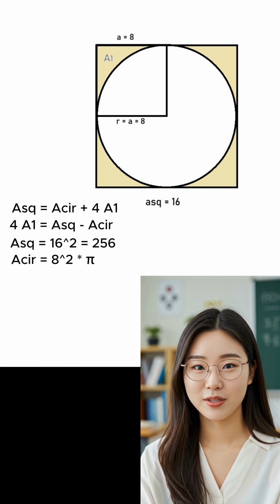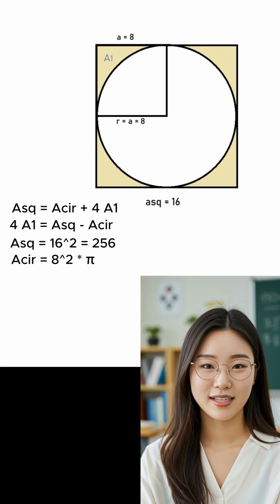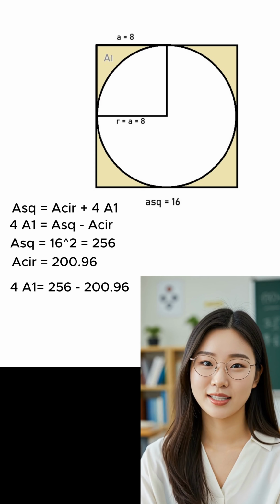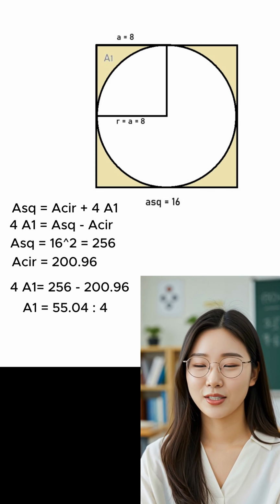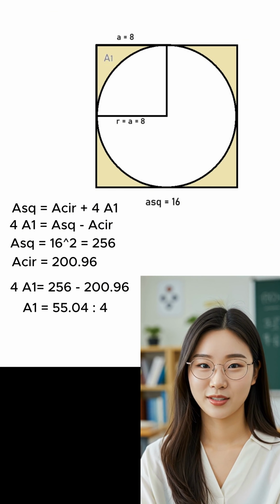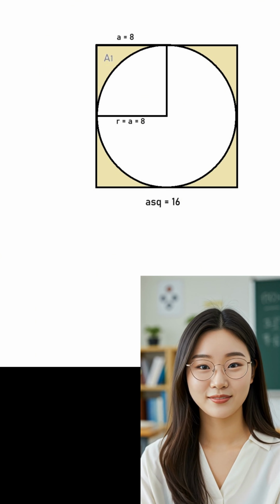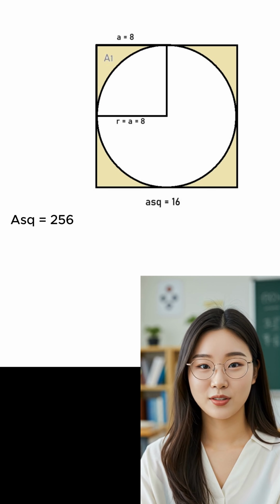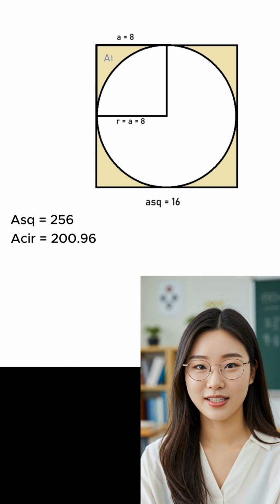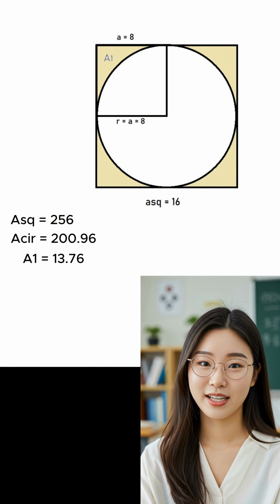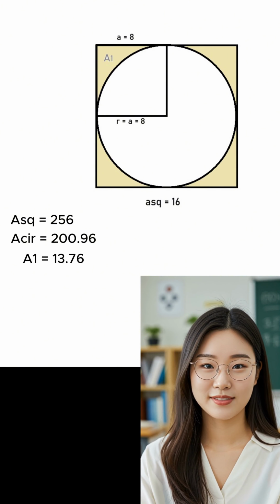The area of a circle is equal to r squared times pi equals 200.96. 4 A1 area is equal to the area of the square minus the area of the circle. A1 is equal to 13.76. We can summarize the obtained results. The area of the square is equal to 256. The area of the circle is equal to 200.96. Area A1 is equal to 13.76.